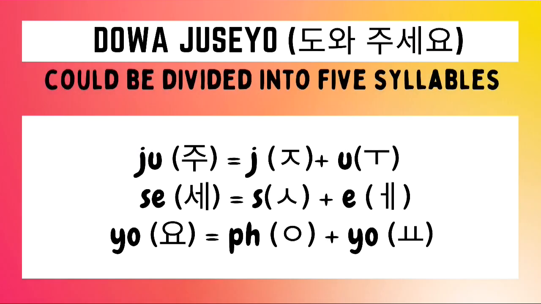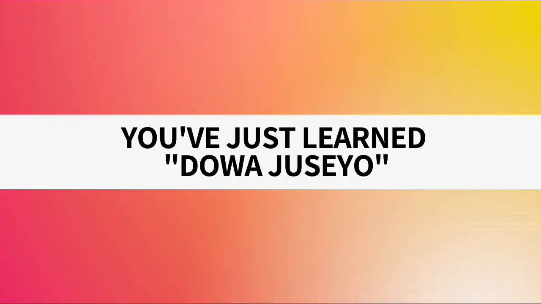For the second word of the phrase, which is JUSEYO, we need to draw first a jiot character followed by an u character for the first syllable ju. For the second syllable se, we need to draw first a siot character followed by an e character. For the last syllable yo, we need to draw first a no sound or a placeholder iyung followed by the yo character itself. And then we just need to combine the Hangul for each of these syllables to form the Hangul of the word or the phrase DOWA JUSEYO. And with that, you've just learned DOWA JUSEYO.